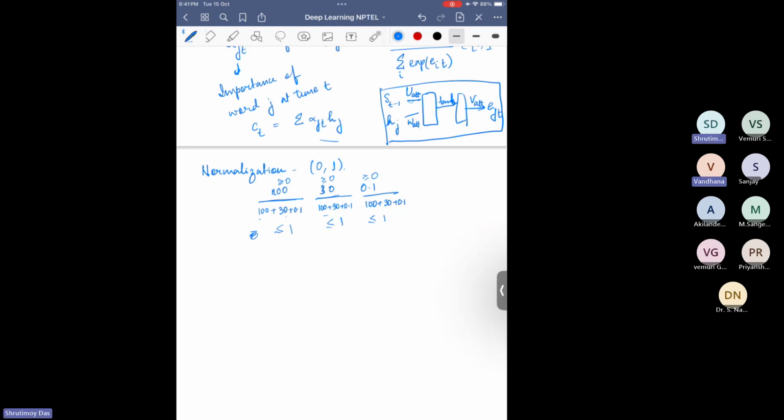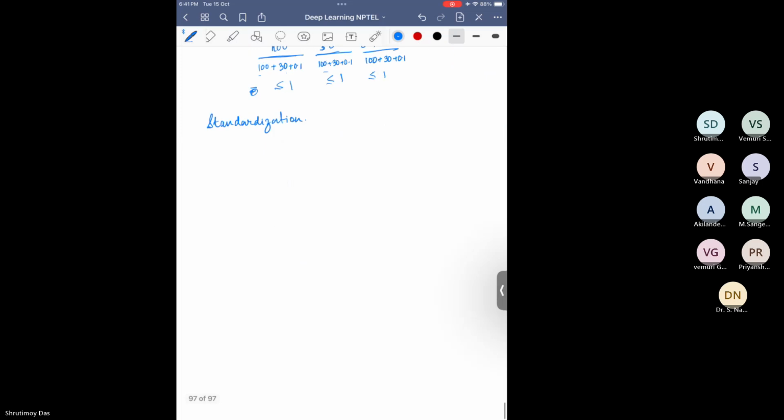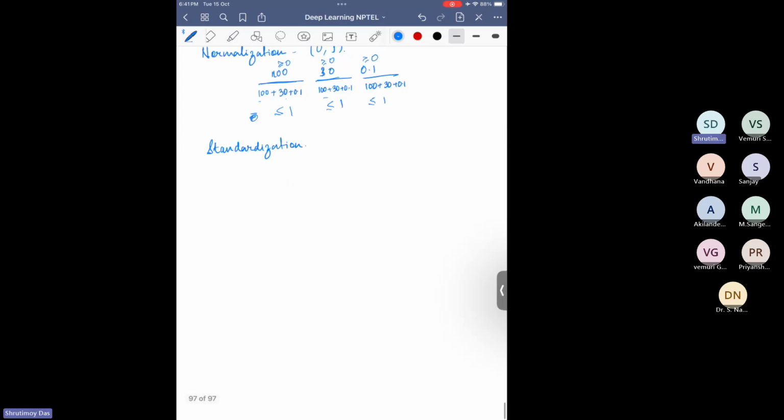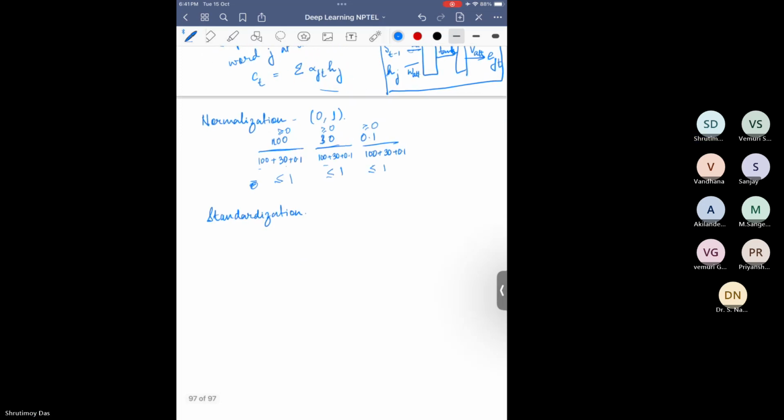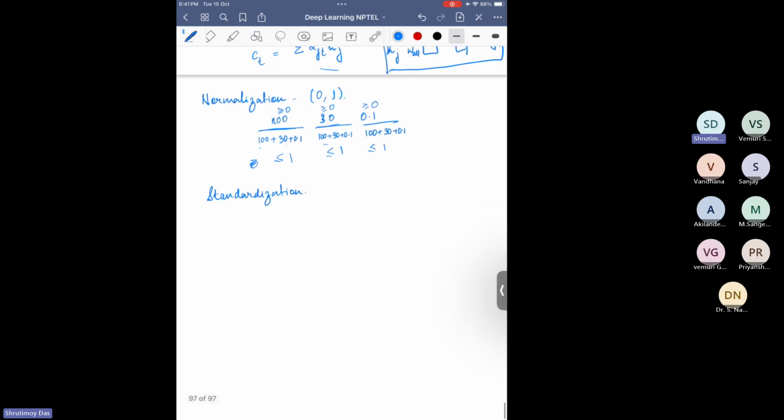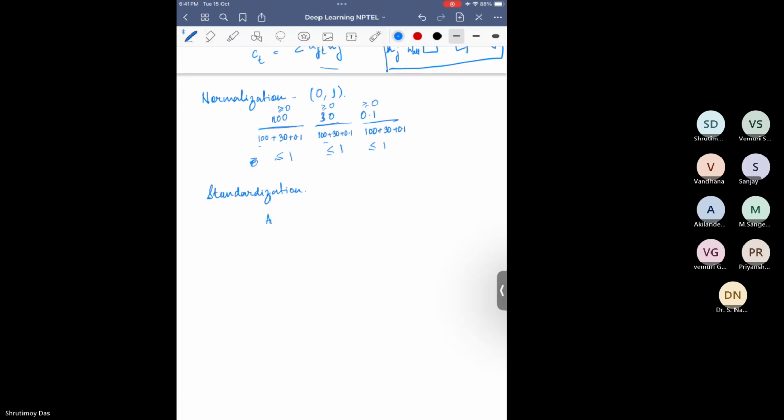Okay, standardization is also the same? No, standardization is a bit different. Suppose your data set is like this. I am looking at the features: I have age, I have height, I have weight, and I have, say, income.